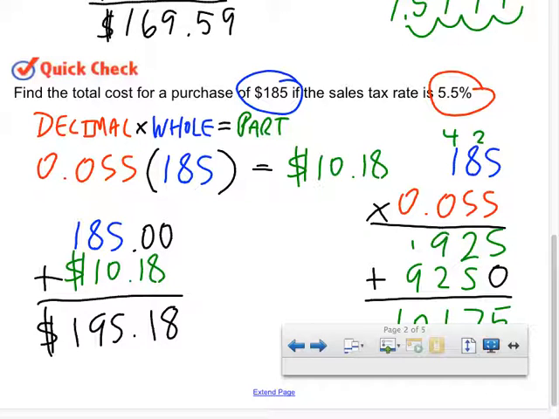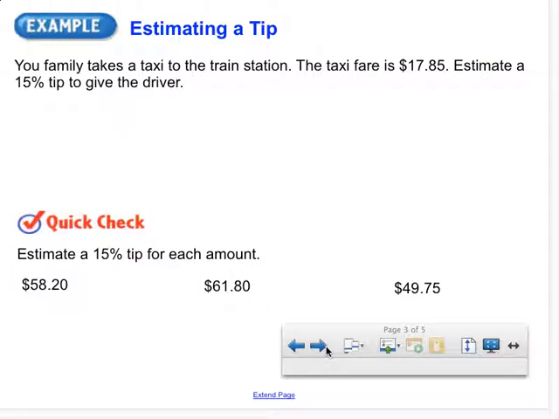$195.18. Okay, any questions? All right. All right, a lot of typos.